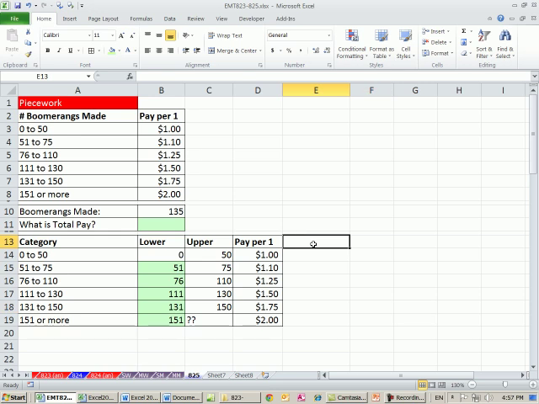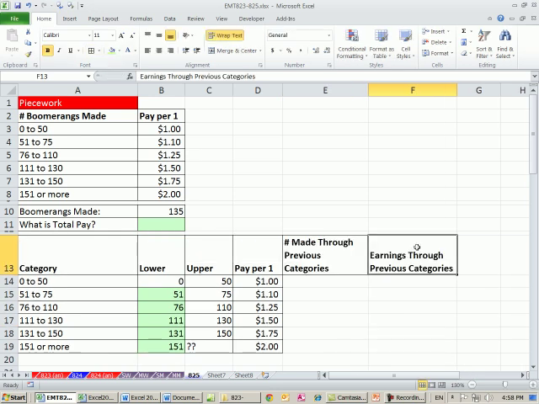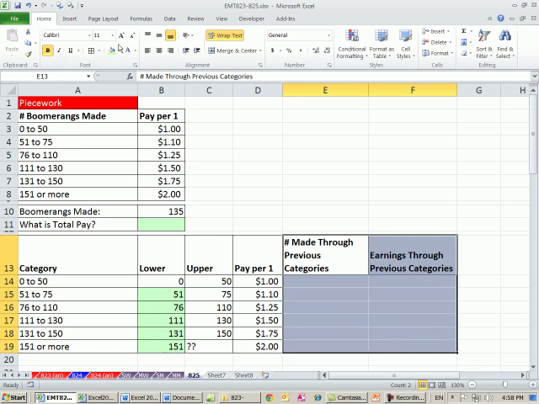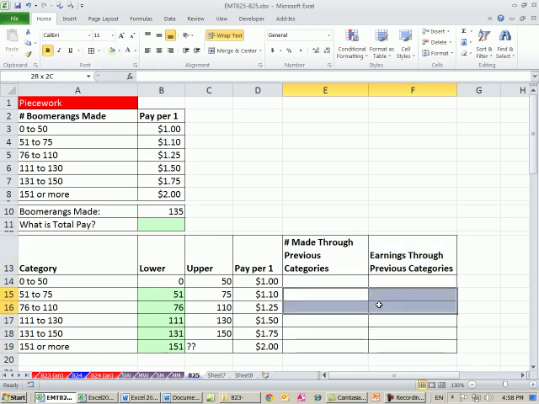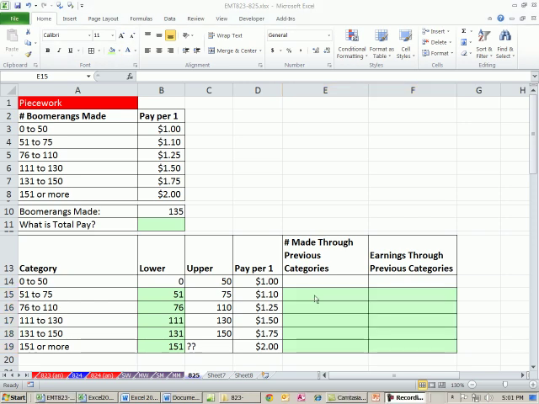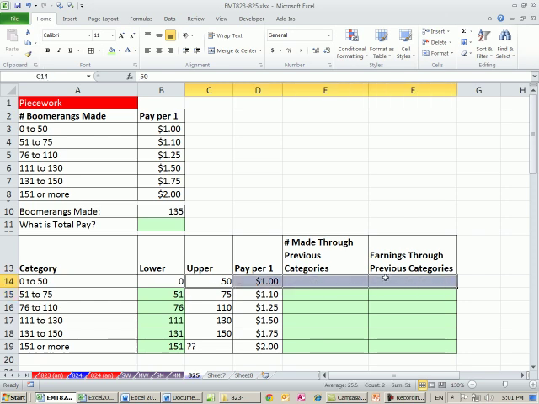So I'm going to say, all right, and so we're going to have to make some calculations here. But it all can come from this information here. Now, number made through previous category, the information's already here. It's 50 and then 75. It's just on the wrong row. You could use the MATCH function to jump back a row, but forget that. I want all the information on the same line.